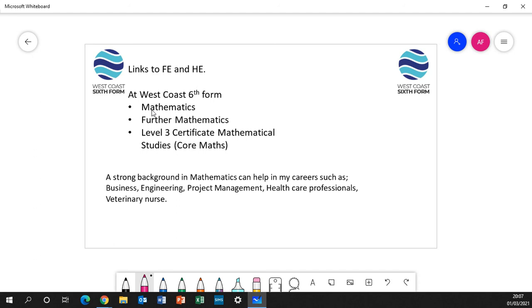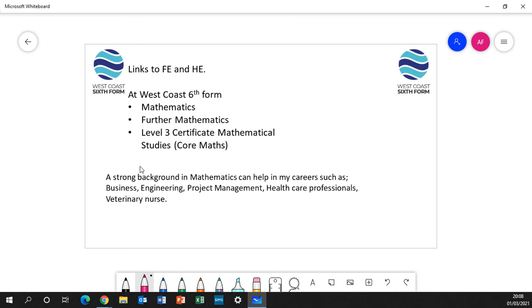We've got 2 A levels, which are maths and further mathematics. Those are a 2-year course and are a full A level. And we've got the level 3 certificate in mathematical studies, which is commonly known as core maths. That's a 1-year course, equivalent to a level 3, and it is studied during year 12. All 3 of these are excellent exit routes from your GCSE.